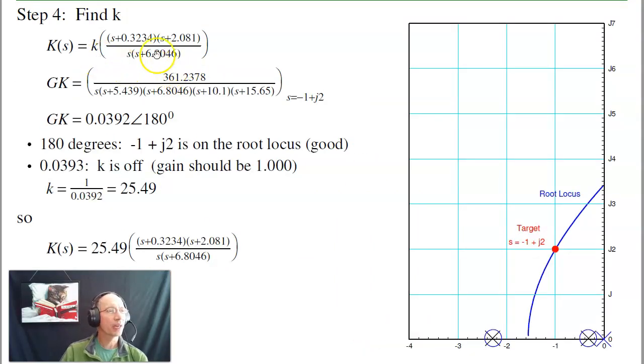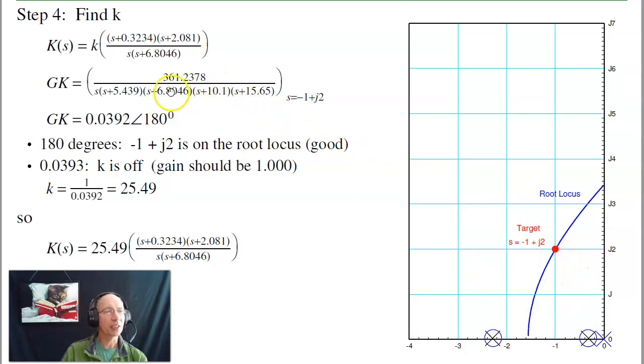Now I have K of s, everything except for K. Here's G times K. Evaluate G times K at your design point. In this case, I get 0.039 at 180 degrees. The 180 degrees is good. That tells me that this point's on the root locus, and it better be, because that's why I picked the pole at 6.8. That put this point on the root locus.